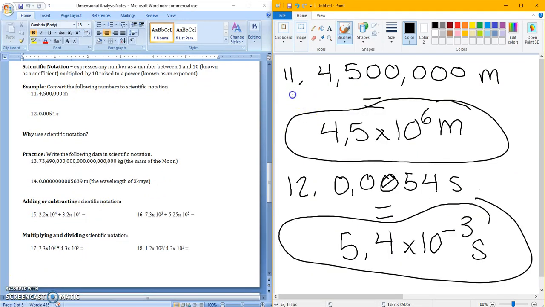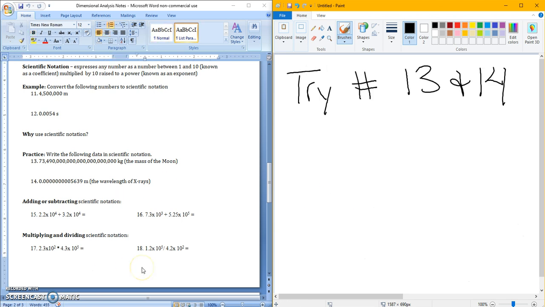Okay, so number 11, you should have gotten 4.5 times 10 to the 6th meters. Make sure you include your units, very important. Number 12 is 5.4 times 10 to the negative 3 seconds. Before class, I want you to try number 13 and 14. All right? Let's go on to addition, subtraction, multiplication, and division.